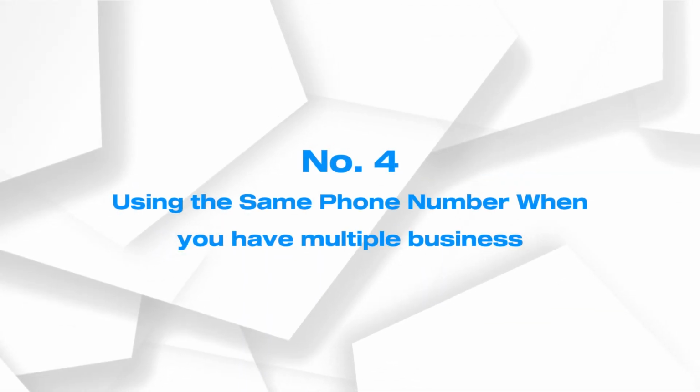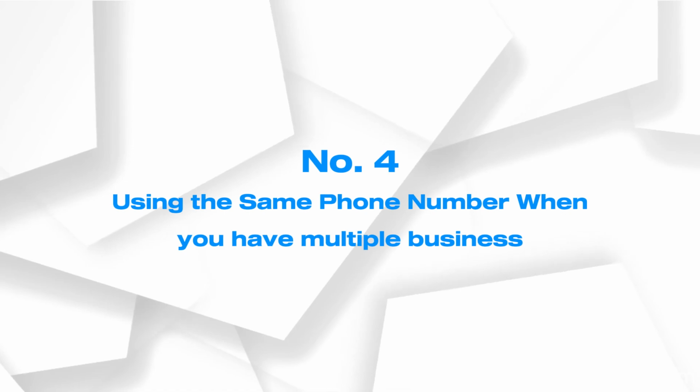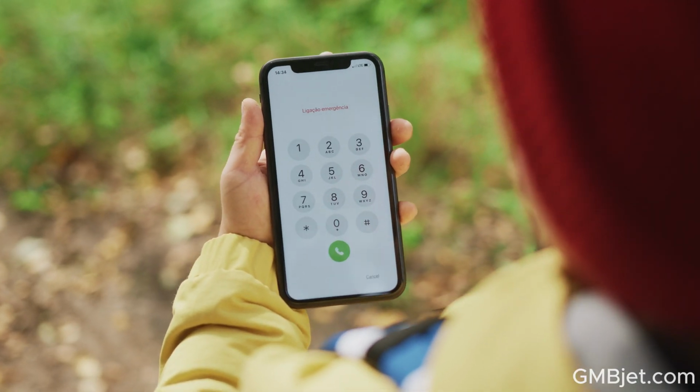Now, the next point is using the same phone number when you have multiple listings. We've seen a lot of people using the same mobile phone number across different listings. This will obviously get you suspended.